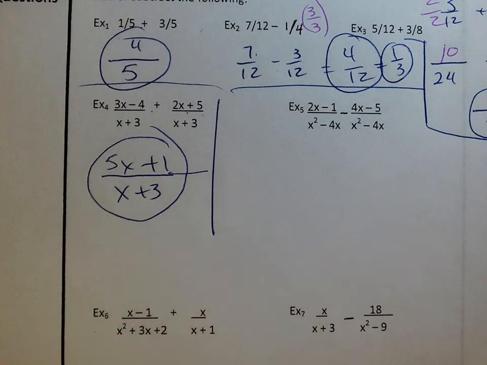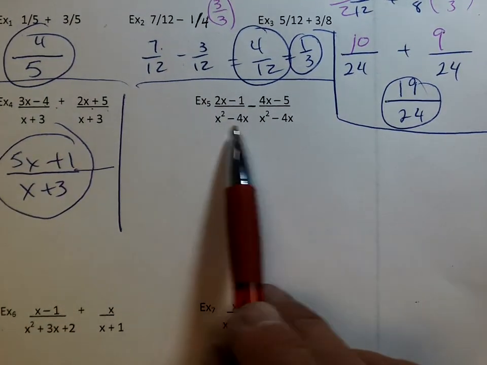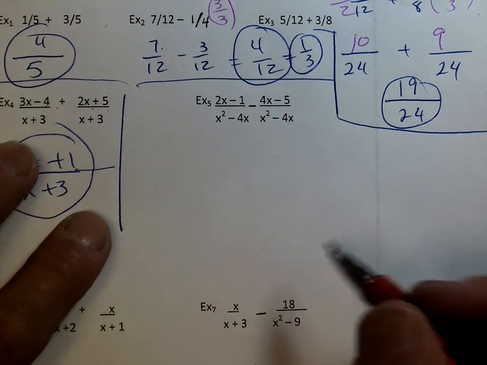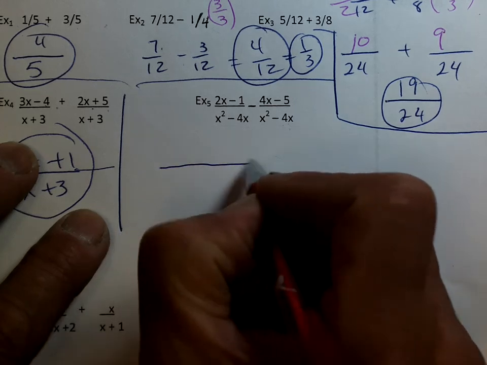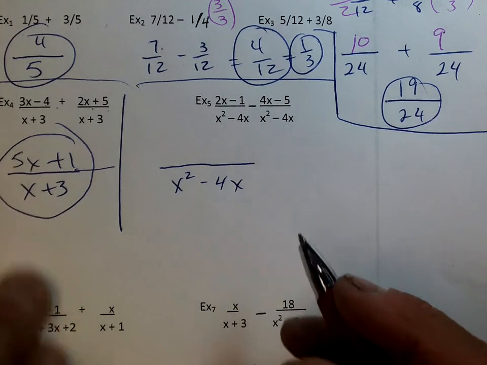All right, let's look at example 5. Example 5 might reduce. So first of all, before we do anything, they already have the common denominator, don't they? So I'm going to write it down. Right off the bat, I have x squared minus 4x.